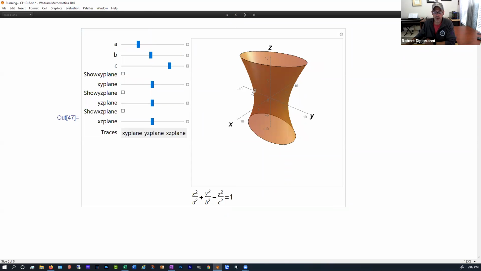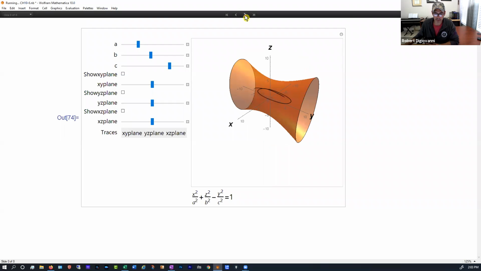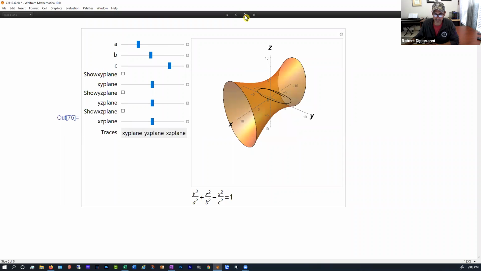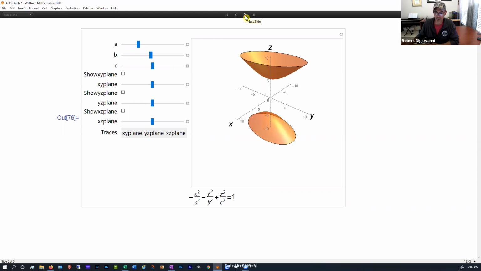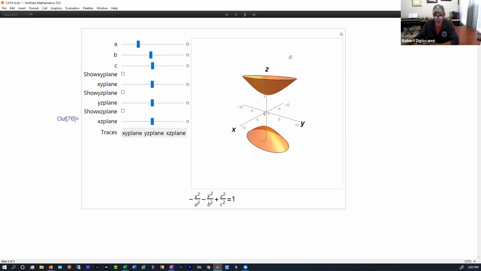Do y'all see that if I made this more and more narrow, just imagine putting a belt around this and tightening the belt? Eventually it would snip it off in the middle and I'd get two pieces. And that's exactly what we're looking at now. The hyperboloid of two sheets, we've snipped off the middle part. And so you've got a bowl on top and a bowl on the bottom.